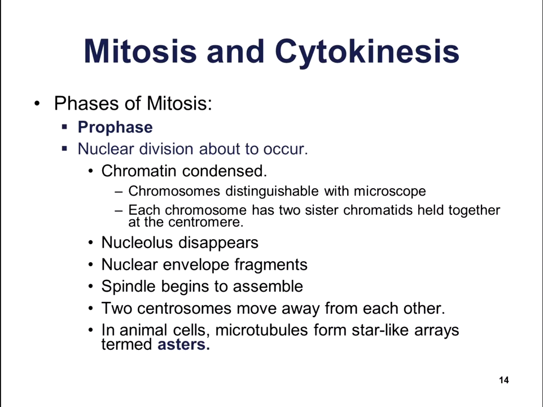The nucleolus starts to disappear, and we see some nuclear envelope fragments. And you can start to see this spindle starting to assemble. The 2 centrosomes start to move away from each other, and in animal cells we see the microtubules form a star-like array which we call asters. And these are kind of at the end. The spindle kind of looks like a football, if you will, and the asters are at the ends.